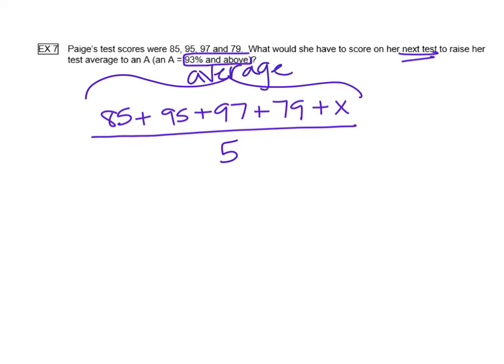We want this to be above 93, or 93 and above to get the A. So we want her average to be greater than or equal to 93. Because if her average equals 93, she's got the A, or if her average is greater than 93, she's got the A. Alright, so we're going to solve this.